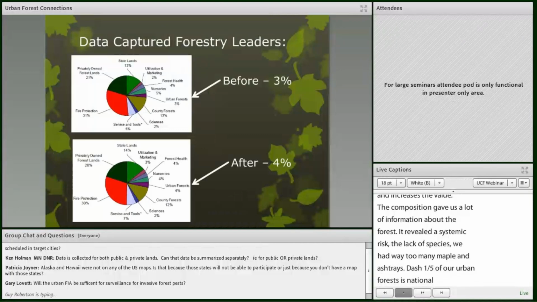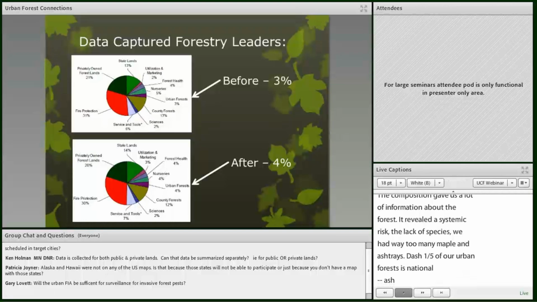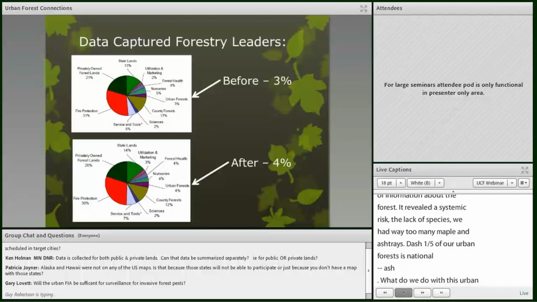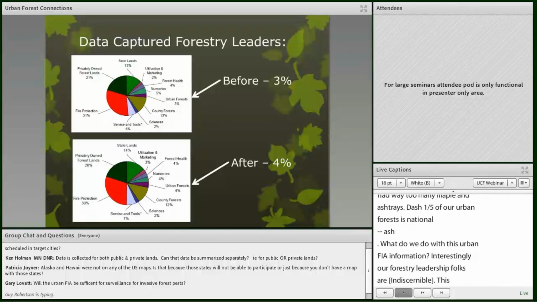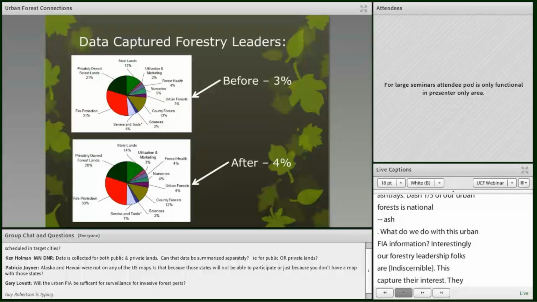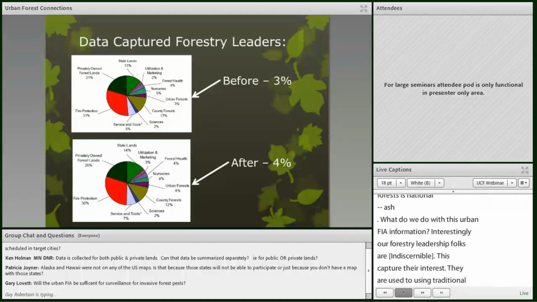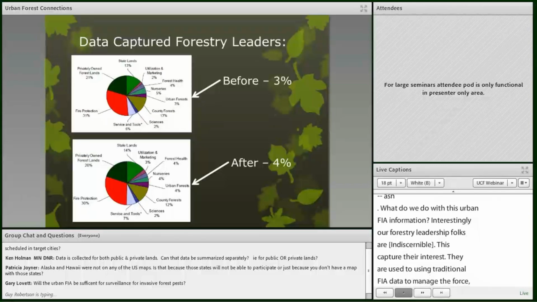So what did we do with this Urban FIA information? Well, interestingly, our forestry leadership folks are really data geeks. This captured their interest. They are used to using traditional FIA data to manage the forest and establish value of the products that the forest provides. So that's a real nice bridge to the traditional forestry leadership.